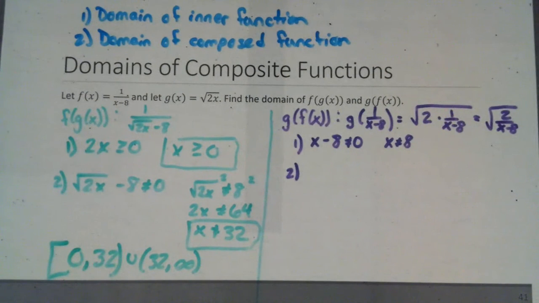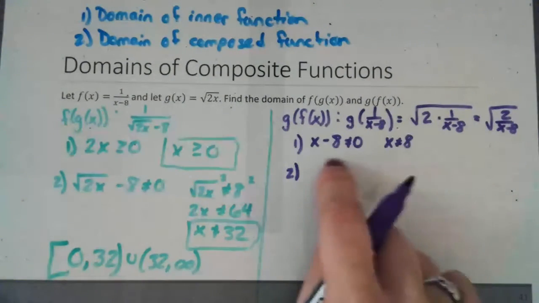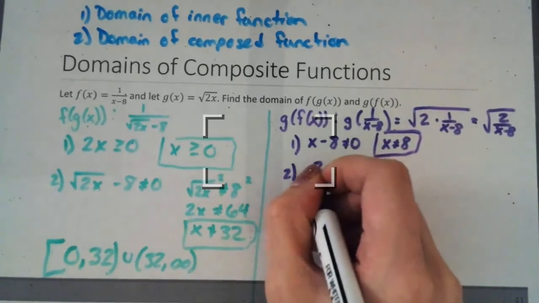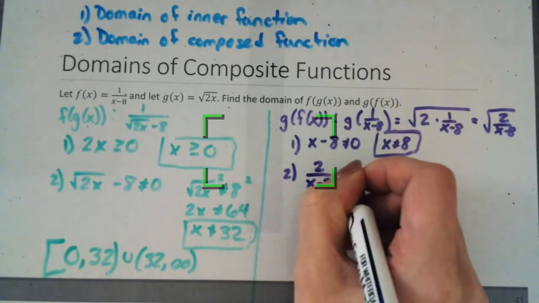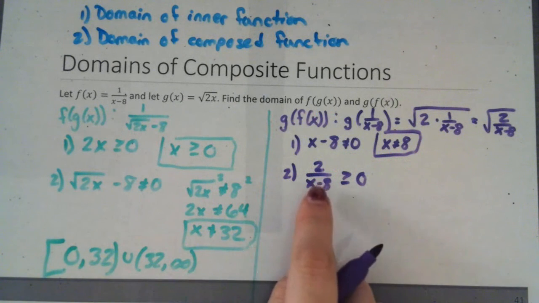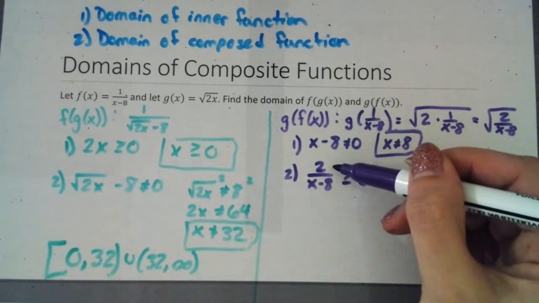So I see both a square root and a fraction here. So with the fraction, the denominator can't be equal to 0. We already handled that case. Now I need to make sure that that fraction, 2 over x minus 8, is always greater than or equal to 0. This is where it gets kind of tricky. I can't multiply both sides by x minus 8 because I don't know if x minus 8 is positive or negative. What I do know is, with this fraction, the numerator is always positive.